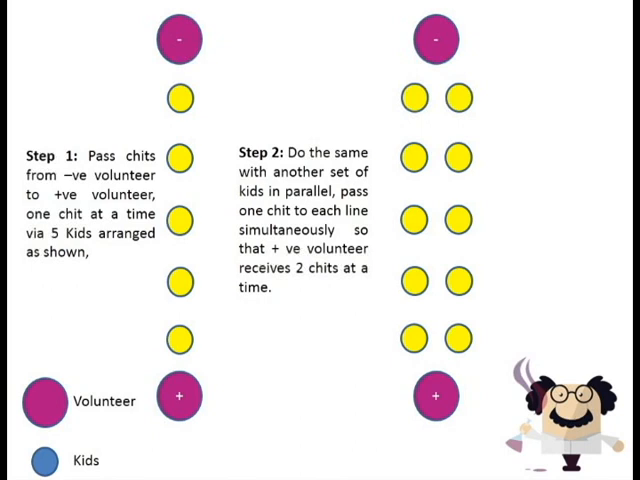As you can see, there are two parts in this. Step 1: Pass chits from the negative volunteer to the positive volunteer, one chit at a time, via 5 kits arranged as shown. Do the same with another set of kits in parallel, that is in step 2. Pass one chit to each line simultaneously so that the positive volunteer receives 2 chits at a time.